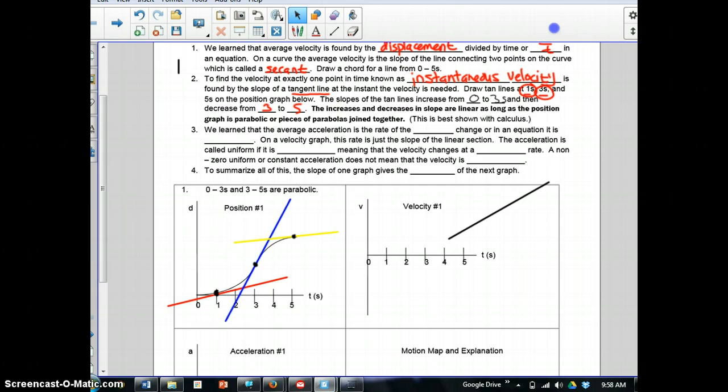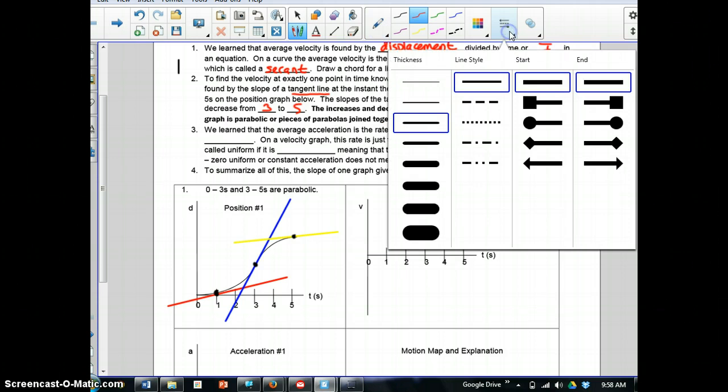So that's the other idea here. 3, we learned that the average acceleration is the rate of the velocity change, right? You guys know that?